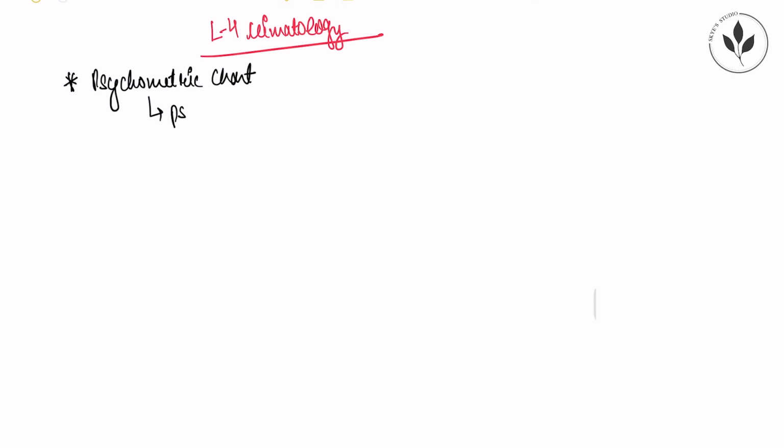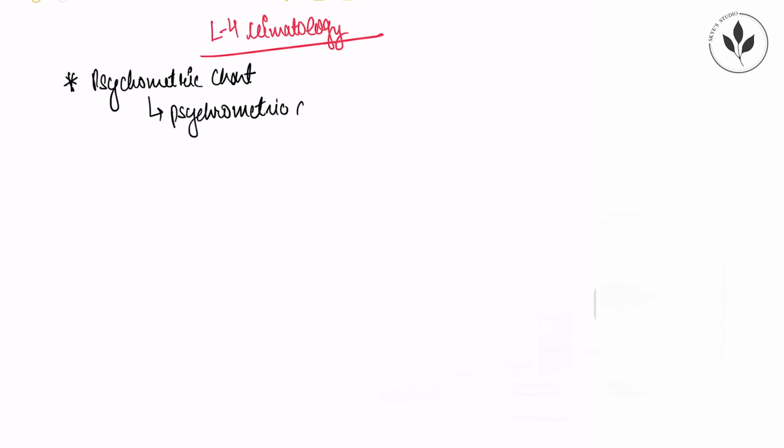Hi everyone. So today's lecture is on psychometric chart. Psychometric chart is also known as psychrometric chart. This is a chart which is used to explain the properties of moist air.